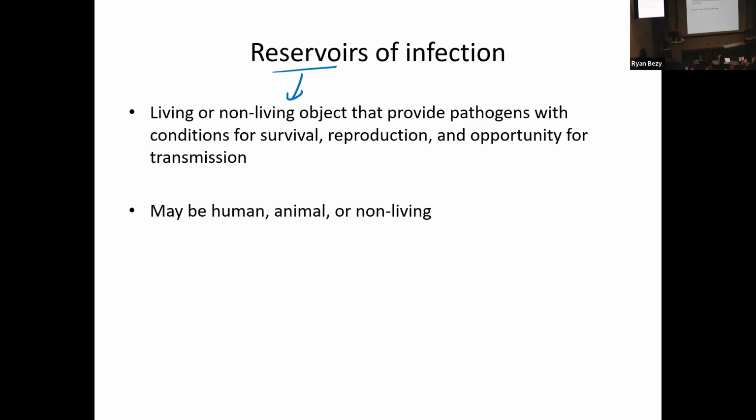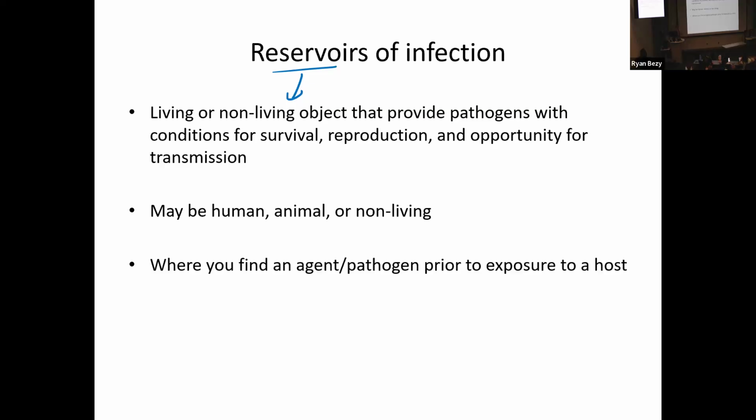But these reservoirs could be another human. Humans are a very common reservoir of human disease. Again, it's wherever the disease is before it gets into a particular host, one host. But other humans can be a reservoir for disease and spread into one particular human host. Can be animals, could be some type of non-living thing like contaminated water or soil. Again, it's wherever you find the disease agent, the disease pathogen, prior to exposure to a particular host organism. That's what we're talking about with reservoirs.